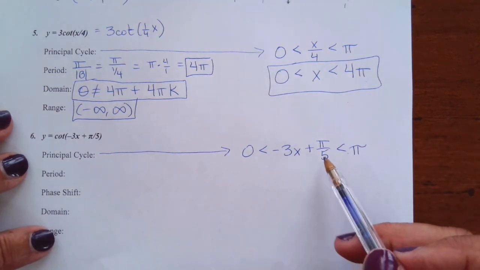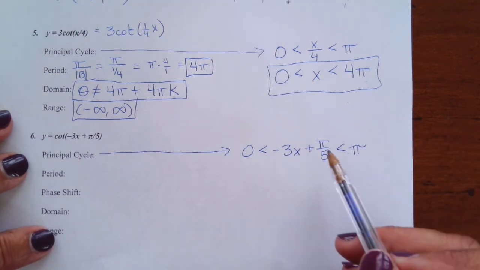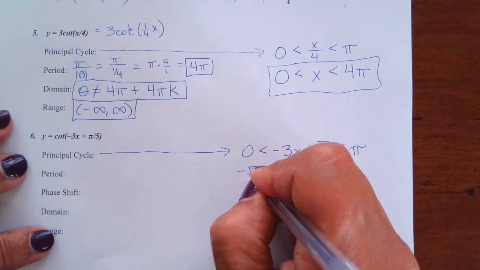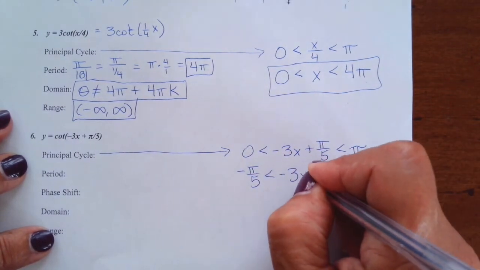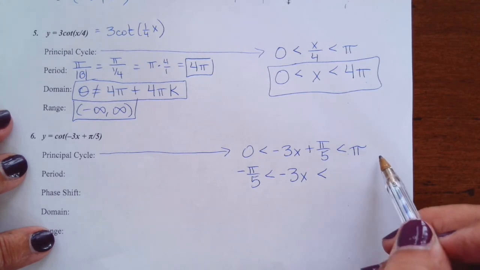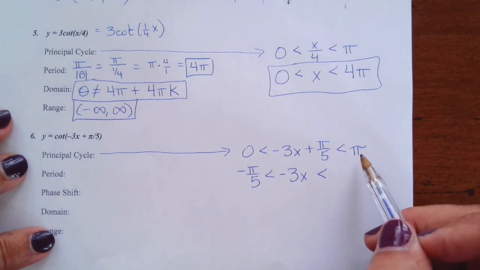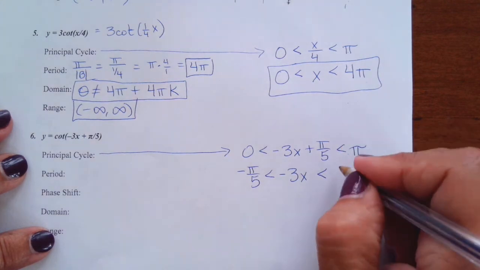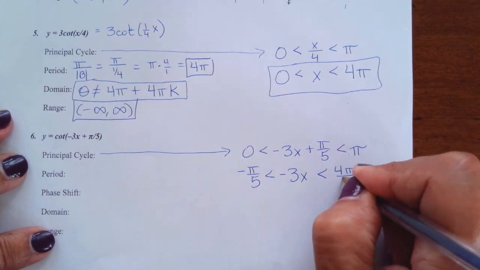So we're going to subtract pi over 5 from both of these numbers. So 0 minus pi over 5 is negative pi over 5. Leaves you that in the middle. And then pi minus pi over 5. So pi is the same thing as 5 pi over 5. So 5 pi over 5 minus pi over 5 gives you 4 pi over 5.